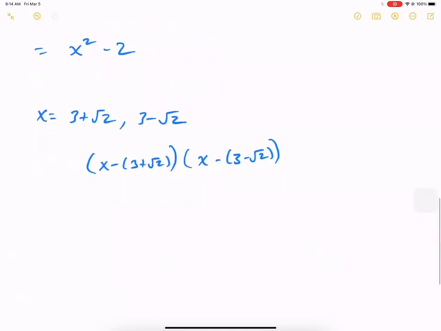Now let's go ahead and just rewrite this. x minus (3 minus the square root of 2), and x minus (3 plus the square root of 2).